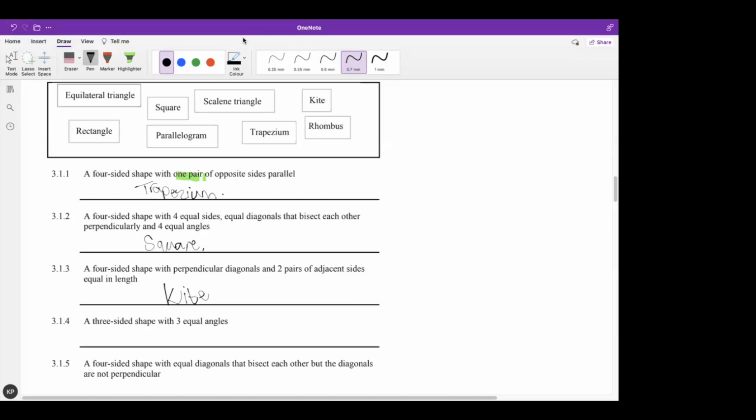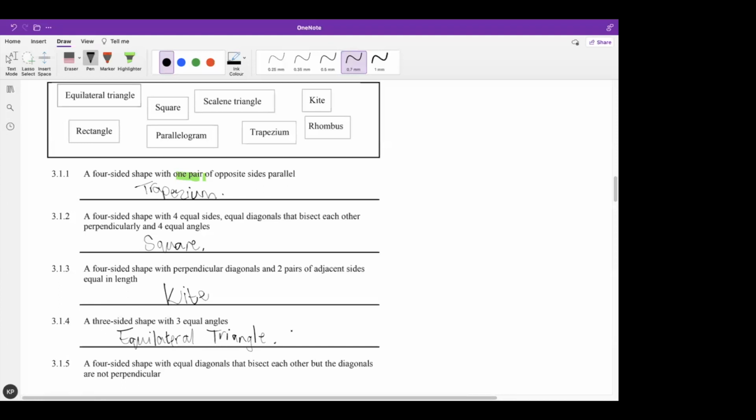beautiful. Okay. 3.1.4, it says a three-sided shape with three equal angles. Nice. It's an equilateral triangle.